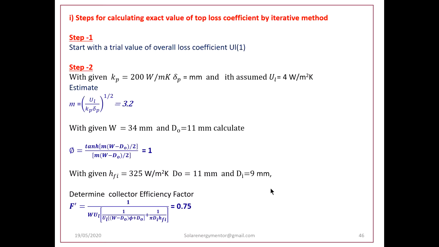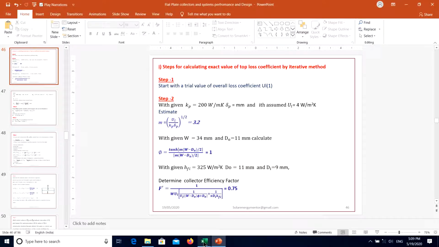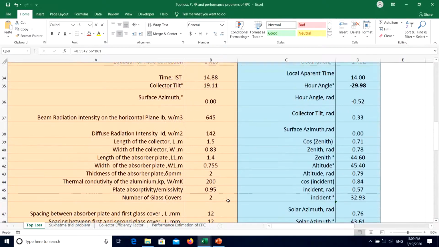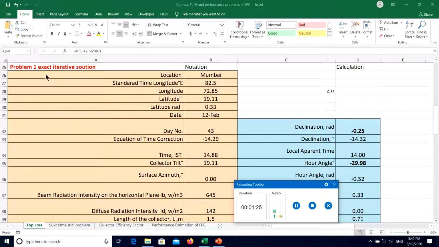So here are the steps for calculating exact value of top loss coefficient by iterative method. Now this problem is simultaneously solved in Excel. So we will simultaneously discuss this problem in Excel calculation as well as with the steps. So this is the data given in the problem: location, standard time longitude, latitude, date 12th February, and day number becomes 43.